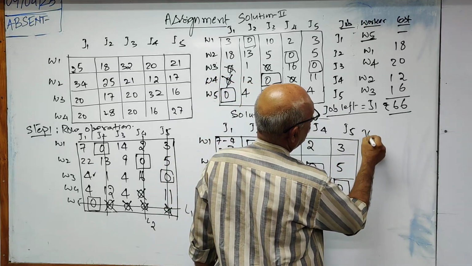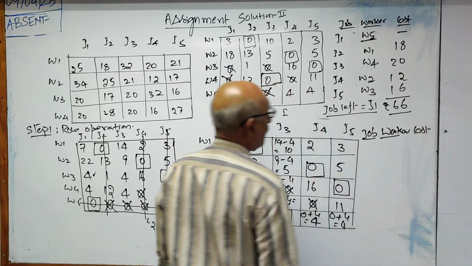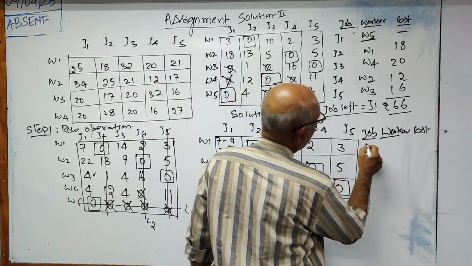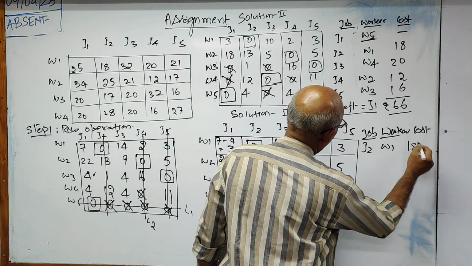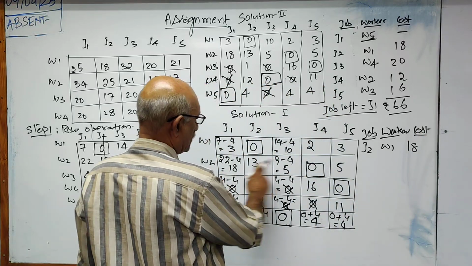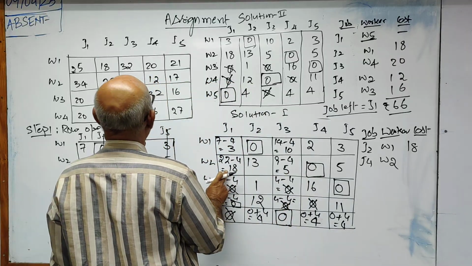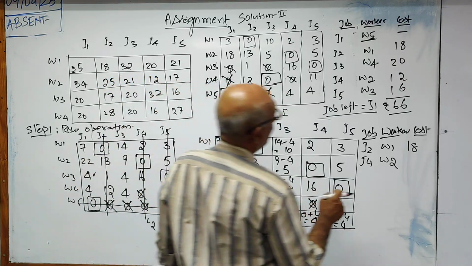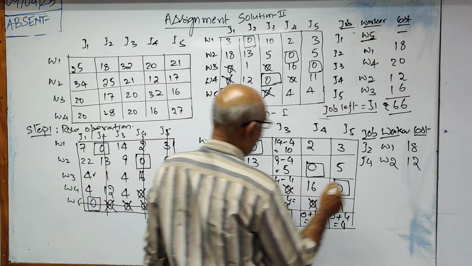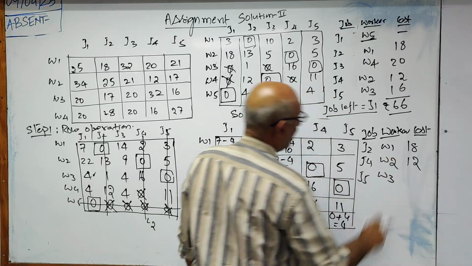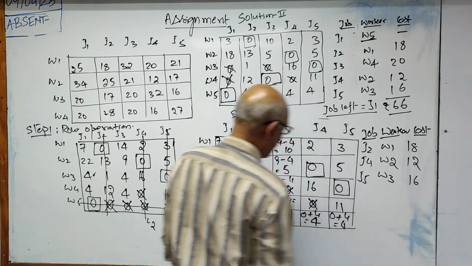Let us go here: job, worker, cost. Job number 2 is assigned to worker 1, cost is 18 rupees. Next, job number 4 is assigned to worker 2, 12 rupees. Job number 5 is assigned to worker 3, 16 rupees.